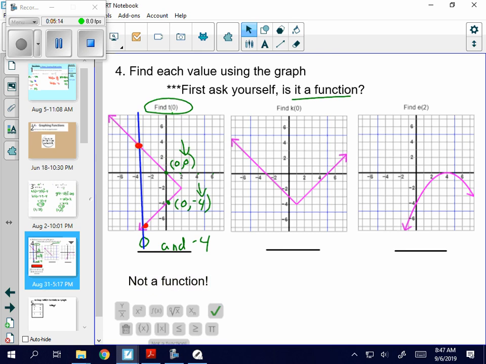All right, let's do the next one, k of 0. That means I want to find out when x is 0 on this function k. So we agree x is 0 is here. That hits at this ordered pair, which is 0, negative 3. So k of 0 happens at negative 3. On this graph, e of 2. So where is x 2? That happens here, and our graph is hitting here, and I believe that's at negative 1.